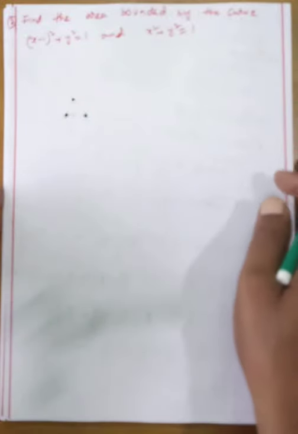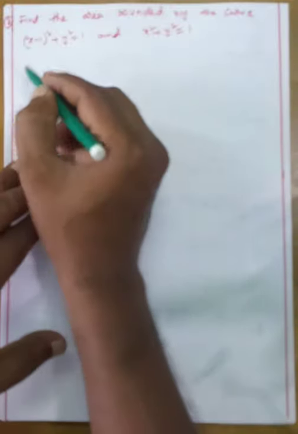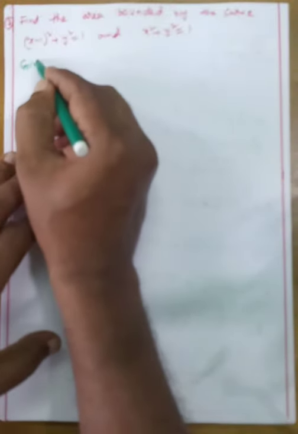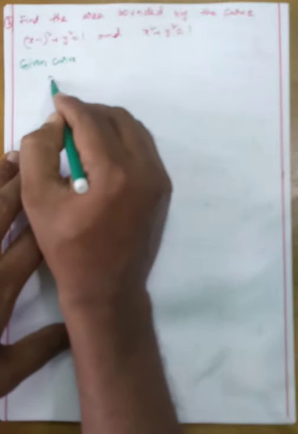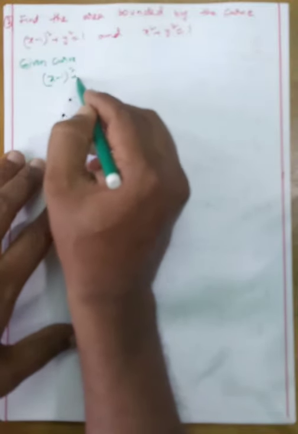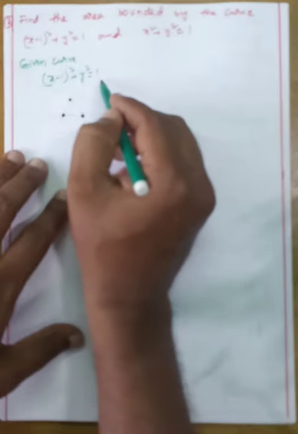Yes, students, the second question is going on. Find the area bounded by the curve (x minus 1) whole square plus y square equal to 1 and x square plus y square equal to 1. First, we can find the point of intersection of those two curves. After that, I will draw the diagram. What are the given curves? Observe that clearly. Given curve: (x minus 1) whole square plus y square is equal to 1. This is equation number 1.